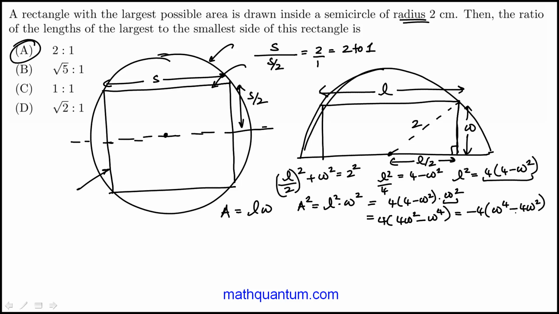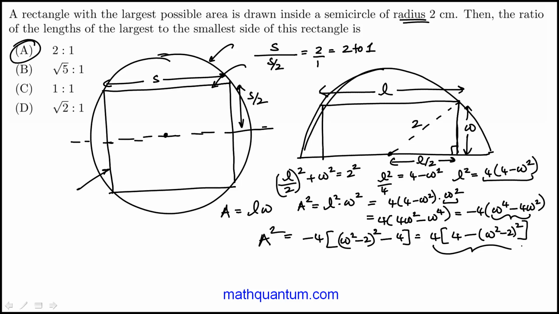As I said earlier, you can use calculus, but I don't think they're expecting you to do that. So I'll complete the square here, (W² minus 2)², and I have to subtract a 4 here. So if I bring back the minus in, we'll get this. So now this is A², the area of this rectangle squared. We're trying to maximize A. And you'll see that this is always positive because we're squaring it here and then we're subtracting.